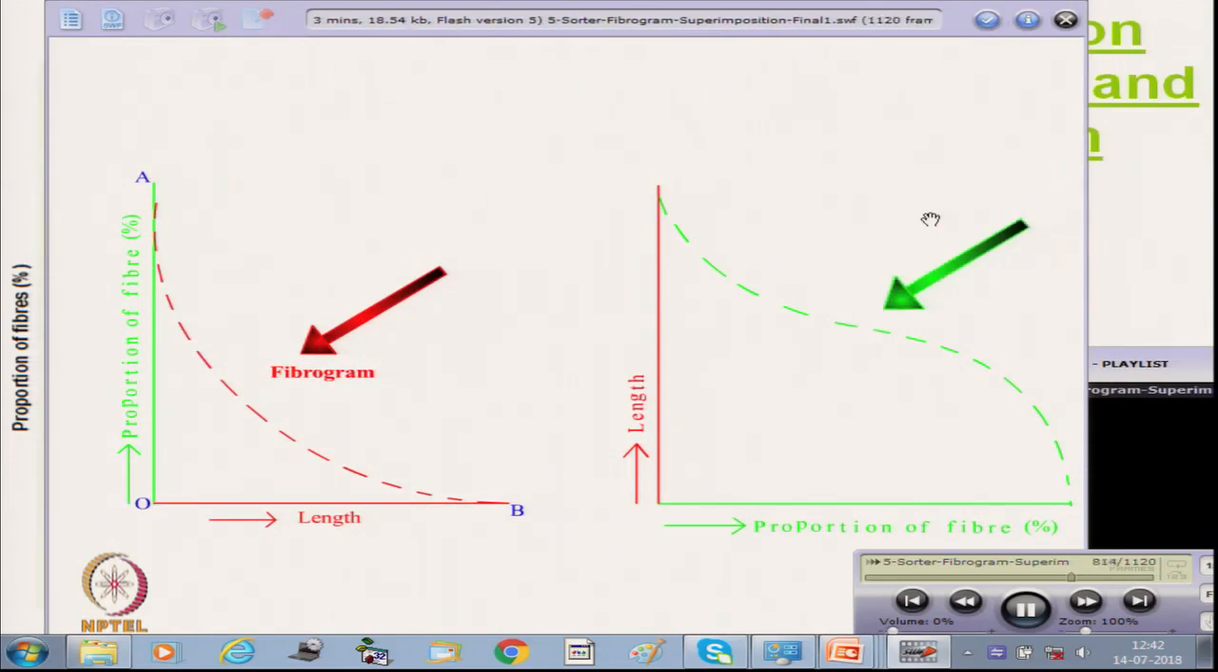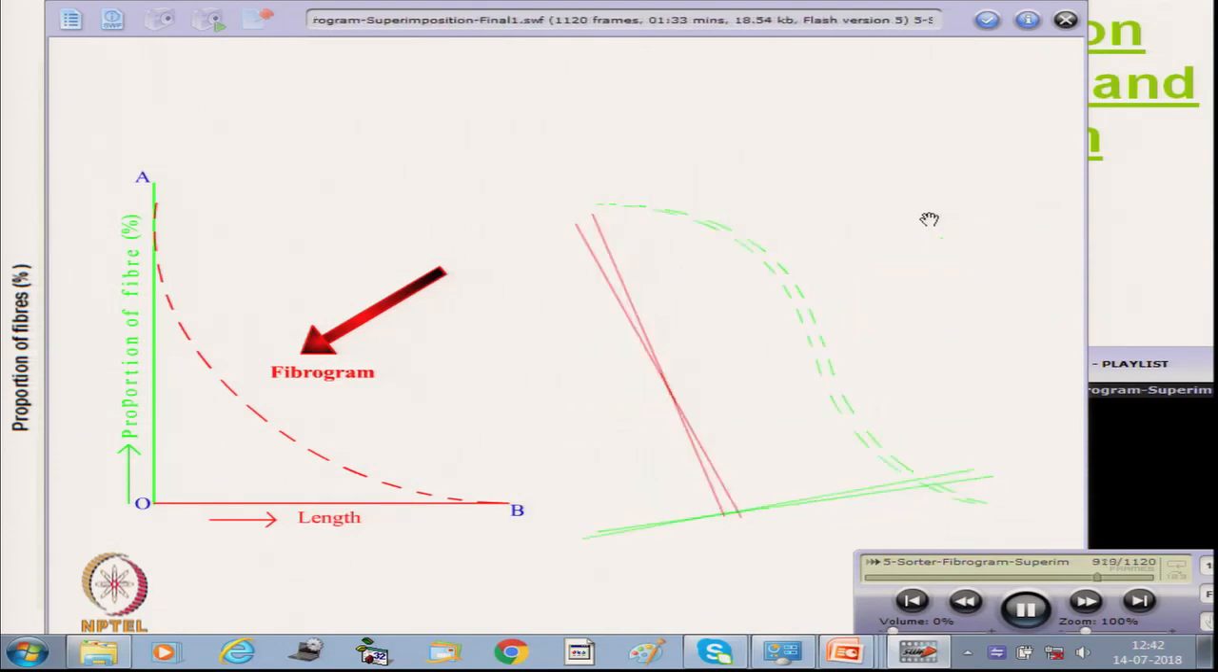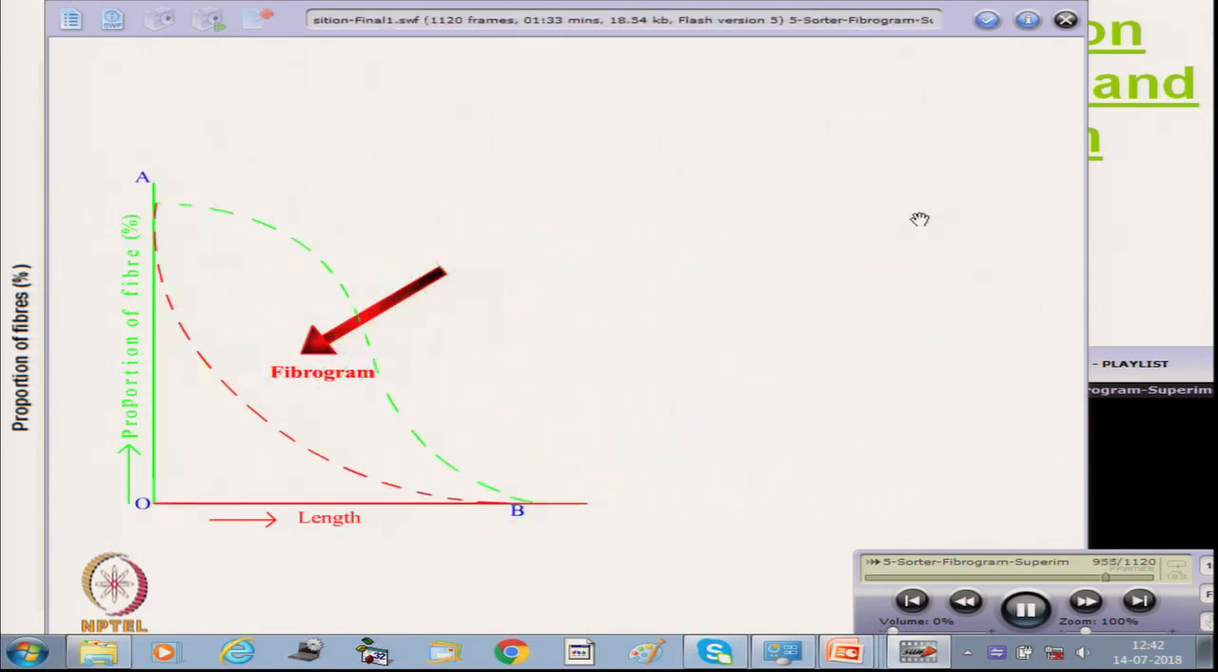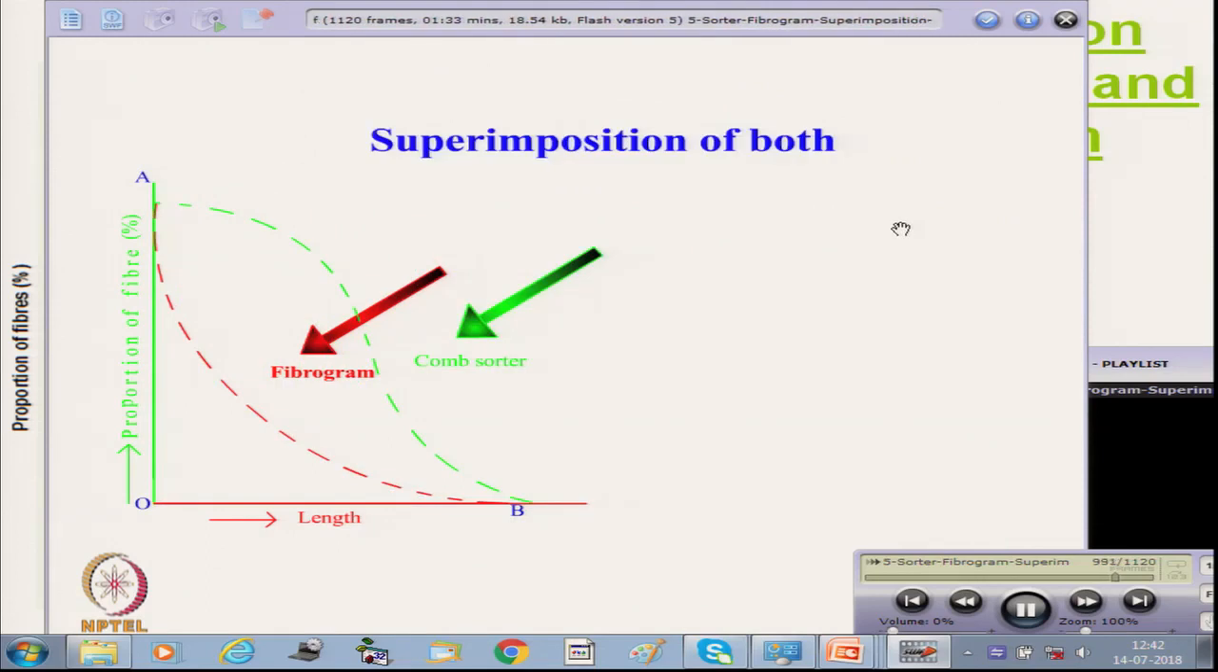And now, if we superimpose these two, for the same fiber, we will get typically this fiber diagram, the superimposition of both. Now, what it is showing here is the proportion, and the maximum length of both the fibers is almost the same; this is the maximum length point. And here approximately 100% fibers are there, but this is the difference.